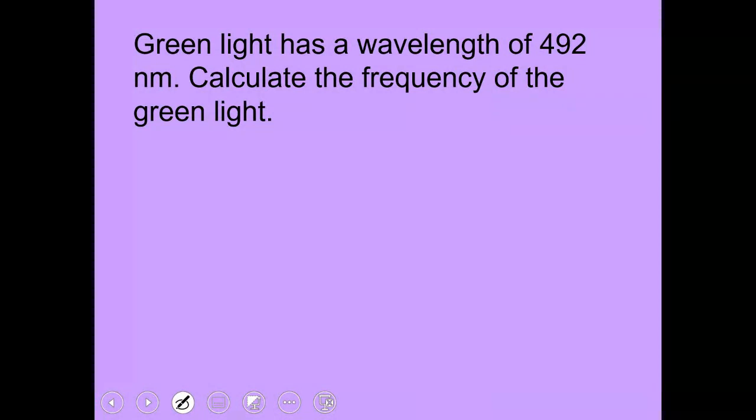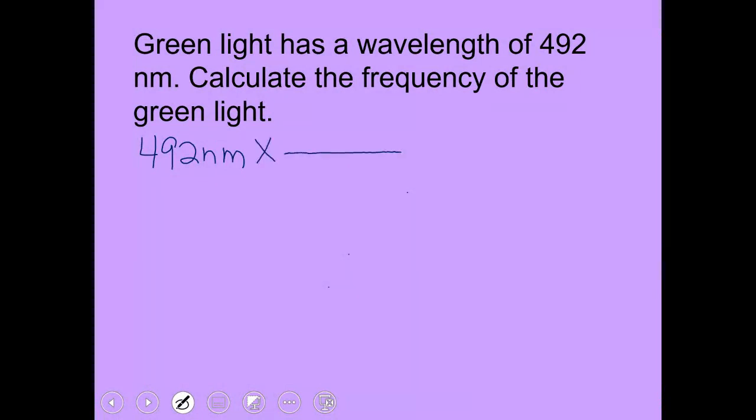if you put them in your notes. So it says here, green light has a wavelength of 492 nanometers. Okay, calculate the frequency of the green light. So the first thing is that our wavelength has to be in meters. So we have to take 492 nanometers, and we need to convert that into meters. Not sure why it's locking up on me here. Okay, I saw spots there, so it must be working.